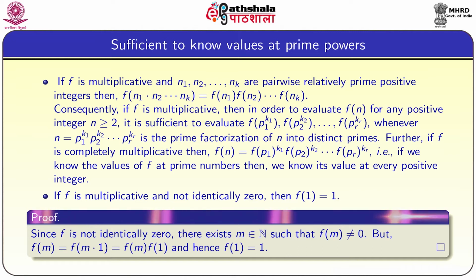So, the proof goes like this. Since f is not identically 0, there is at least one natural number m such that f(m) is not equal to 0, but f(m) is equal to f(m into 1). Since the GCD of m comma 1 is 1 and f is multiplicative, f(m into 1) is equal to f(m) into f(1), and since f(m) is not equal to 0, we get f(1) is equal to 1. So, this is one of the important properties: if f is multiplicative and not identically 0, then f(1) is 1.